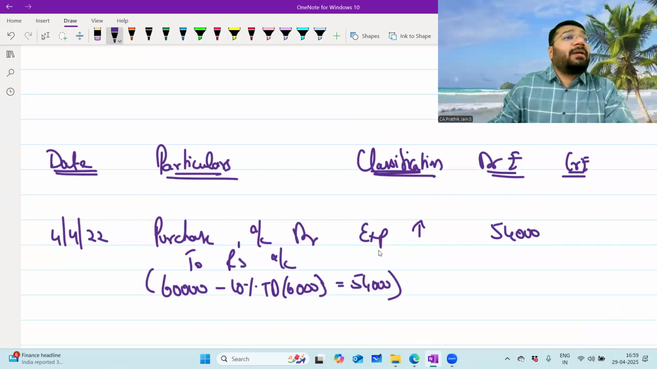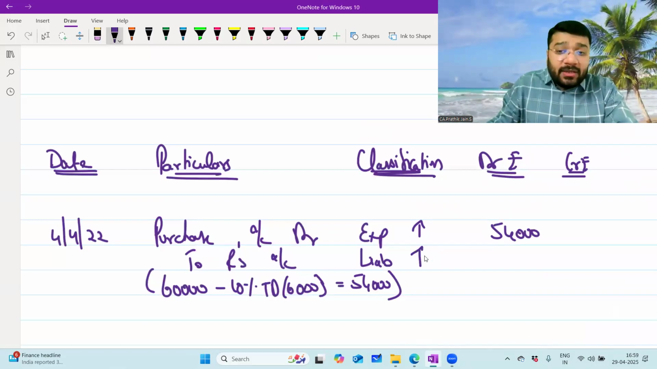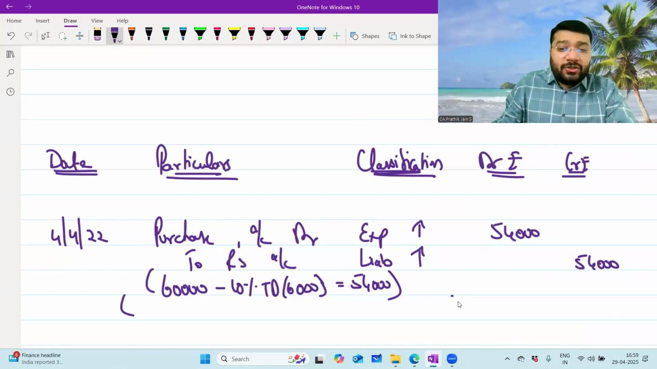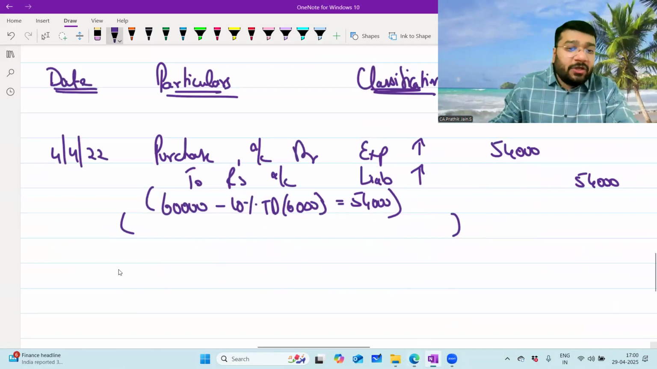R is what classification? Liability. And here is liability increasing or decreasing? The more credit purchase, liability will increase only. So increase in liability, 54,000. Narration will manage. Okay.